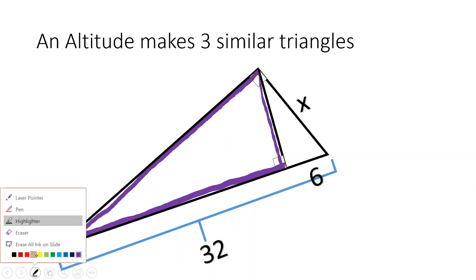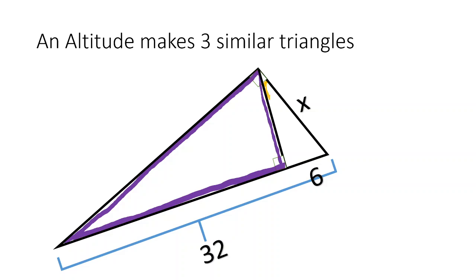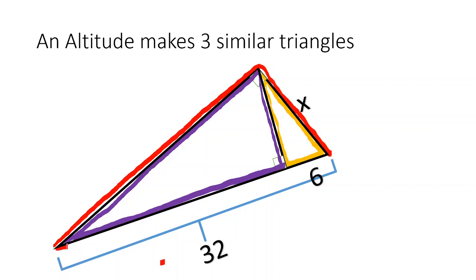So what I'm going to do is trace my 3 triangles. I used a different color for each. It might be handy if you got out a set of colored pencils to do your homework tonight, and make 3 separate triangles. So I got 1, 2, 3: an orange and a purple and a red.